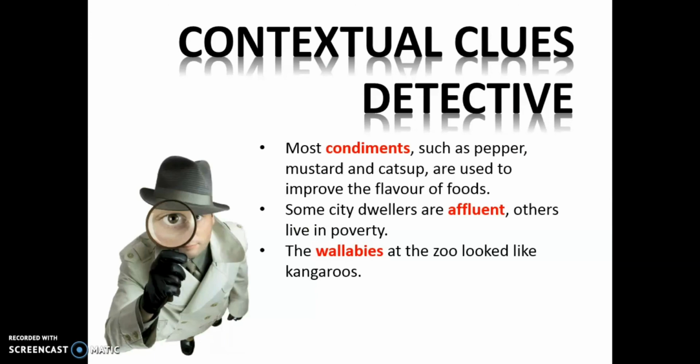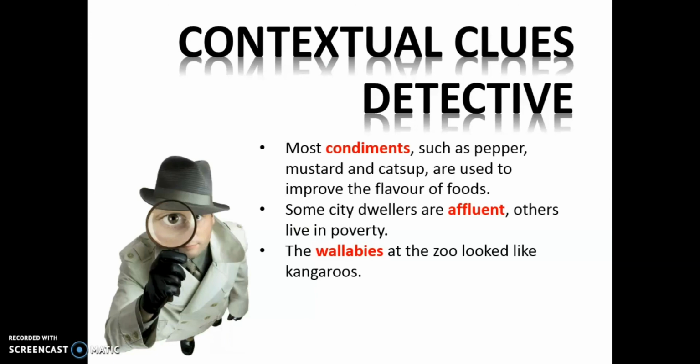The next statement. Some city dwellers are affluent, others live in poverty. So in this statement, if you don't know the meaning of affluent, you can always guess it based from the context. The author utilizes comparison. City dwellers affluent, others live in poverty. So the author is giving the opposite of poverty, which is having a lot of money, in order for you to know the meaning of affluent.